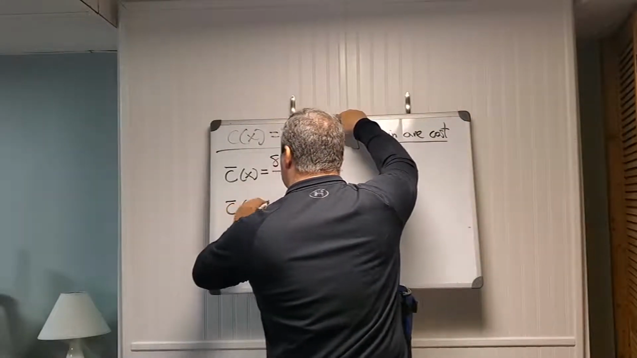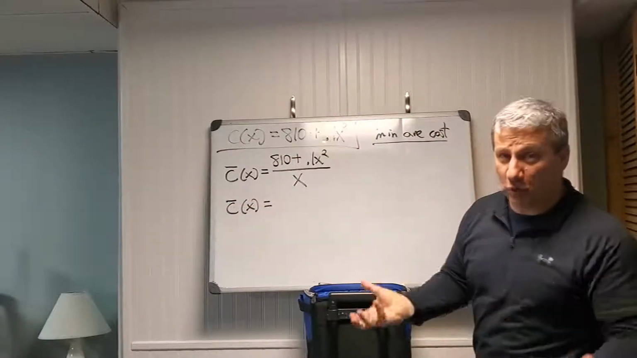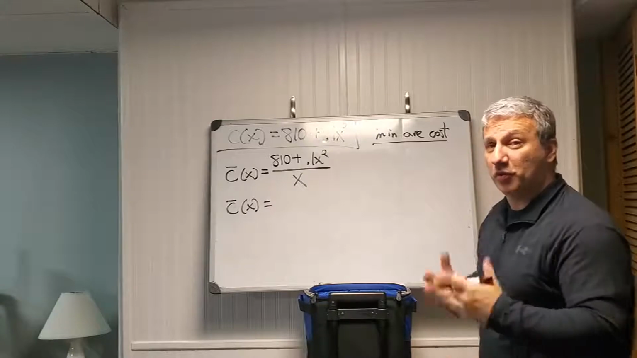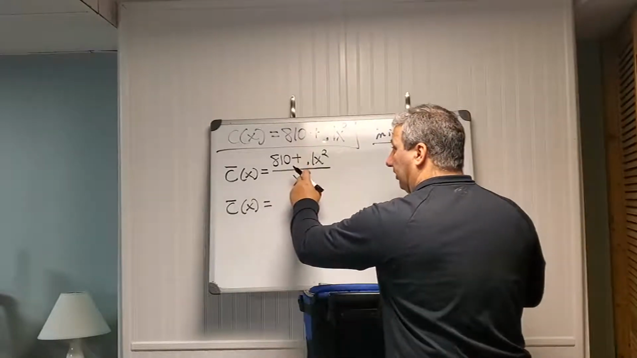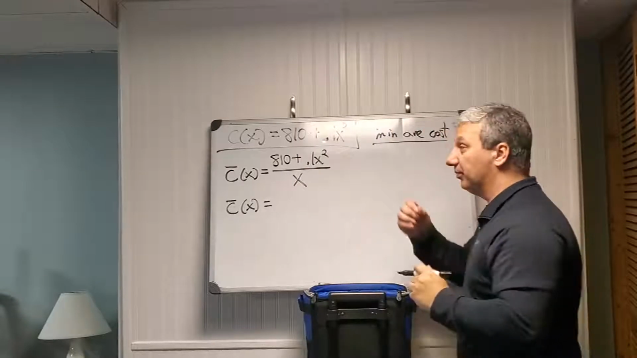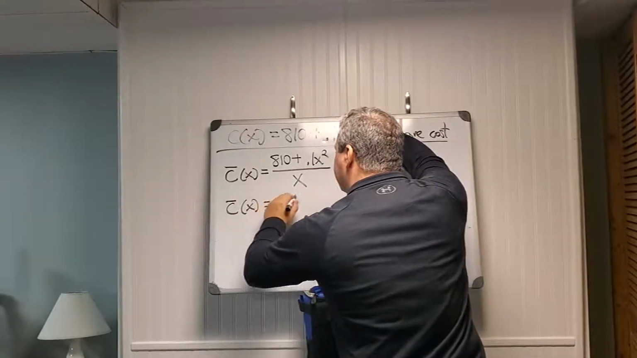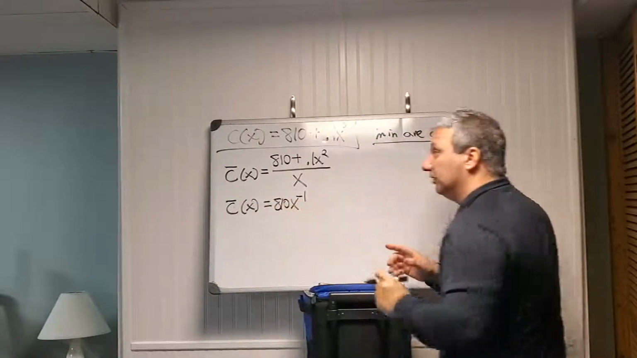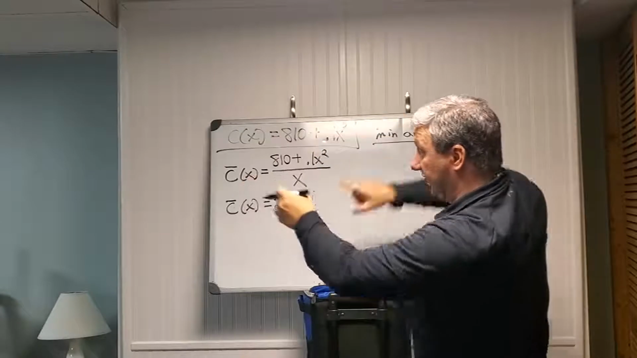I'm going to do some good old-fashioned algebra. Now, yes, it is a fraction. If you want to use the quotient rule here just to check your skills, go ahead. I'm an algebra kind of guy. I know that with a plus, I can split this into two problems. I could split this as 810 x to the minus 1, because it is really 810 over x.